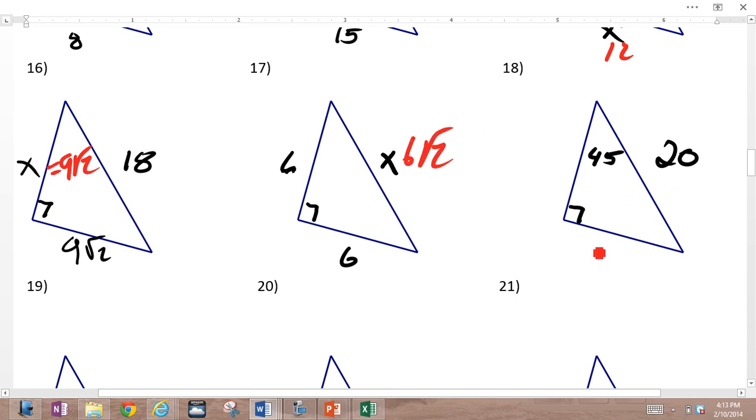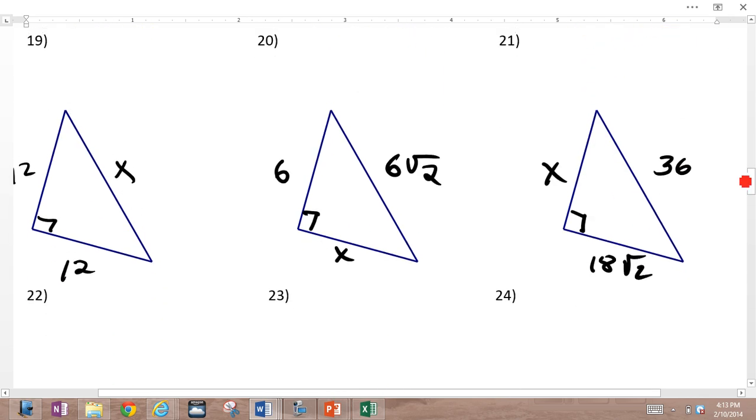So this side is 20 divided by root 2, which rationalizes root 2 over root 2. So that's 10 root 2. That's the missing side there. Okay. 12, 12, and 12 root 2. 6 and 6 root 2 means that's going to be 6. This should be recognized as a 45, 45, 90. That's going to be 18 root 2.